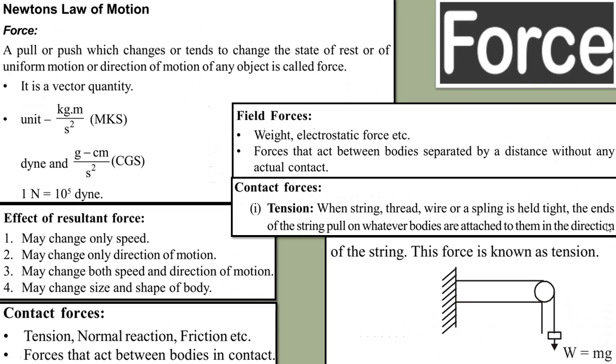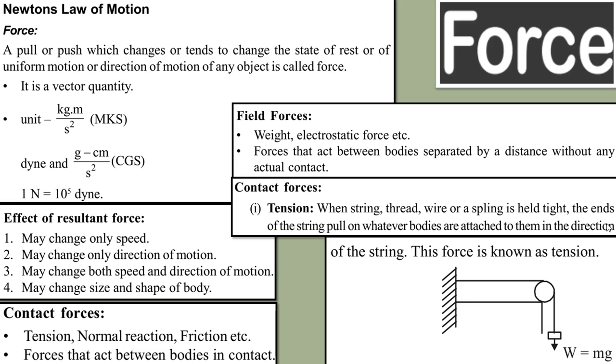So Newton's laws of motion. Force, a pull or push, which changes or tends to change the state of rest or uniform motion or direction of motion of any object, is called force. Force is a vector quantity. Its unit is kg meter per second square, that is Newton in the MKS system, and dyne, that is gram centimeter per second square, in the CGS system. 1 Newton is equal to 10 raised to 5 dyne. This conversion is very important.